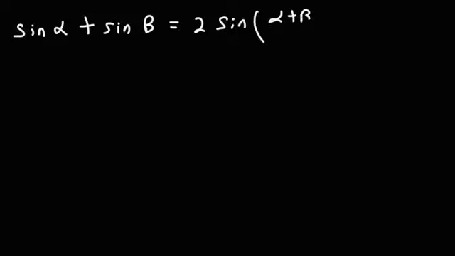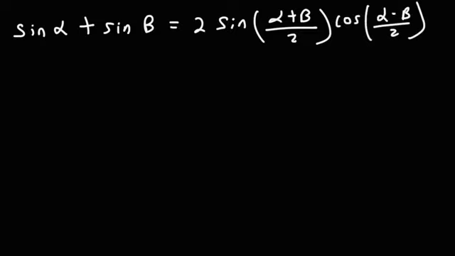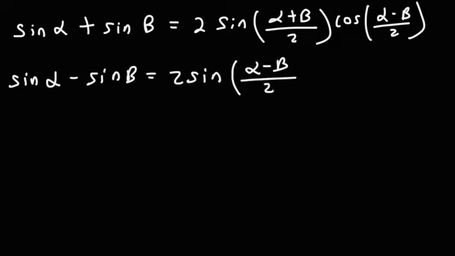Next up, we have sum to product formulas. Sine alpha plus sine beta is 2 sine alpha plus beta over 2 times cosine alpha minus beta over 2. Next, we have sine alpha minus sine beta, and it's going to be 2 sine alpha minus beta over 2, and then cosine alpha plus beta over 2.